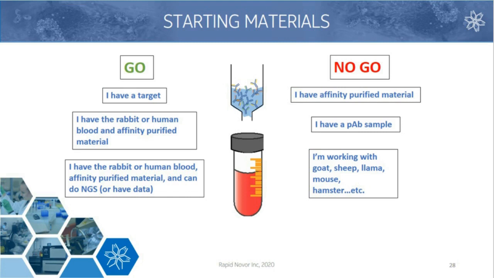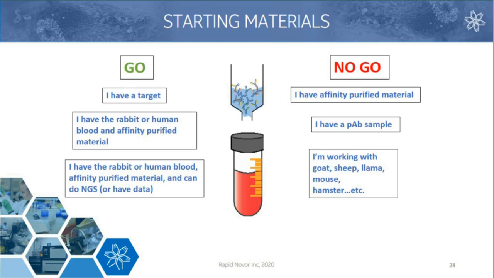Let's say you have the rabbit or the human blood, you have the affinity purified material, but you want to do the NGS work, or you already have the data. Great, no problem. We can work with you at that stage as well. But a no-go is a situation where you just have the affinity purified material. Unfortunately, at this time, we can't faithfully put the workflow through without having access to the B-cell repertoire accompanying the immunization in the organism of interest.